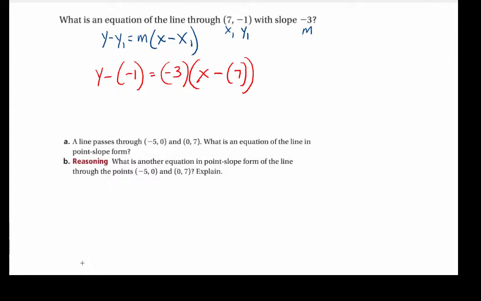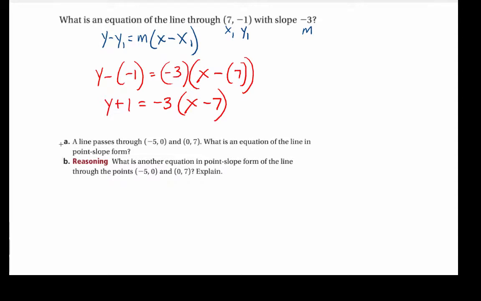You can see I've got a lot of parentheses going on, and you may ask, is that necessary? I think it's a great idea to do, because the one thing that has to happen here is when we substitute negative 1 in for y sub 1, the left side of this equation must be y plus 1. Here we don't have to worry about a sign situation. So our point-slope form is y plus 1 equals negative 3 times the quantity x minus 7.